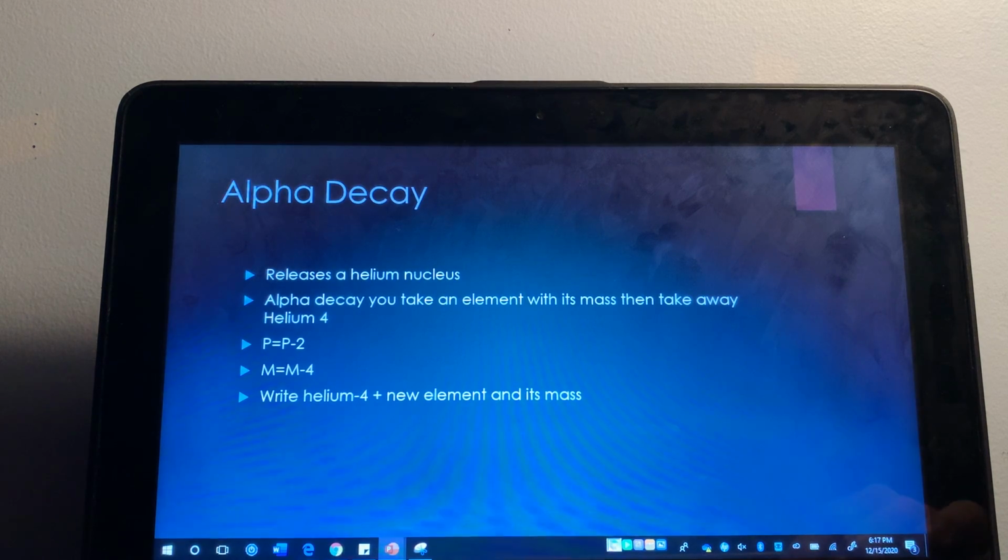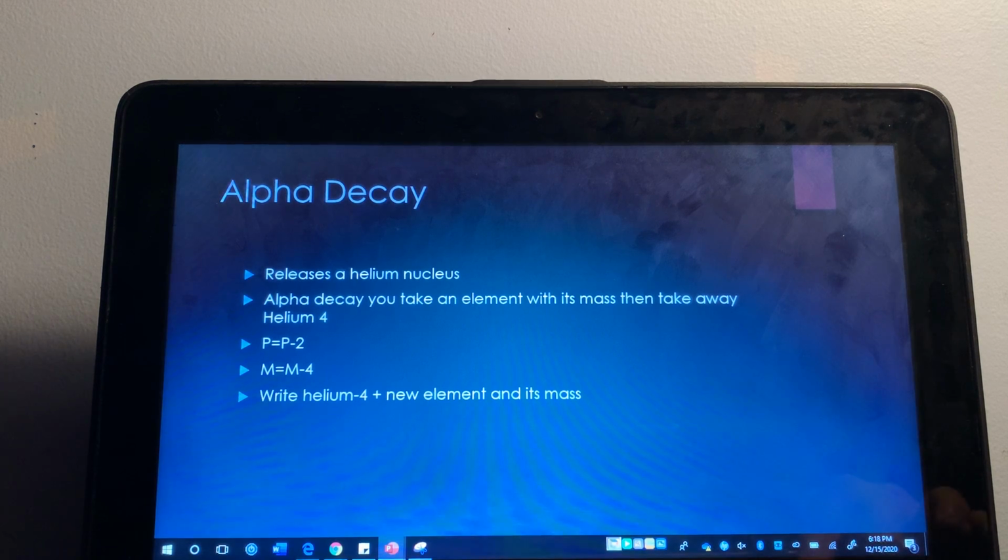Now, the first type is alpha decay. Alpha decay releases a helium nucleus. This means that we take an element and its mass, say carbon-14, and then we take away helium-4, meaning we take 4 away from the mass and 2 away from the protons. Then we write carbon-14, arrow, helium with 4 mass and 2 protons, plus whatever our new element would be with its mass and its protons. This will make more sense after we do our practice problem.